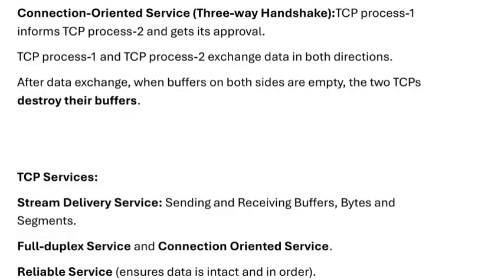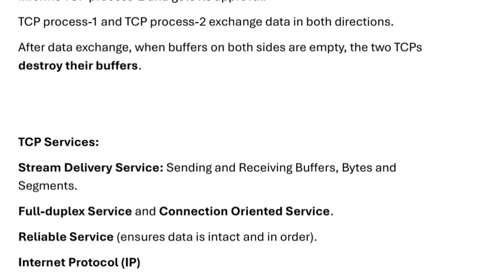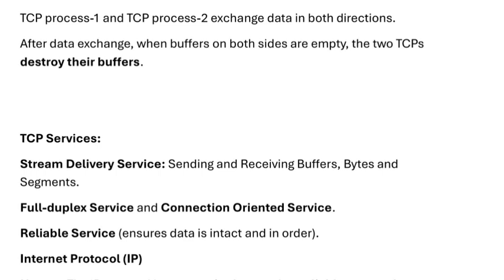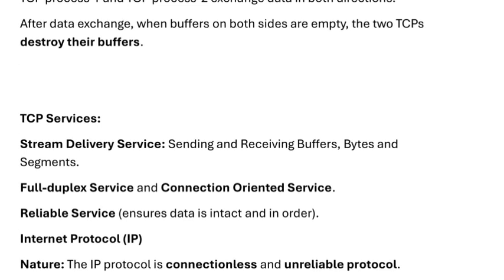Connection-oriented service, 3-way handshake. TCP Process 1 informs TCP Process 2 and gets its approval. TCP Process 1 and TCP Process 2 exchange data in both directions. After data exchange, when buffers on both sides are empty, the 2 TCPs destroy their buffers.